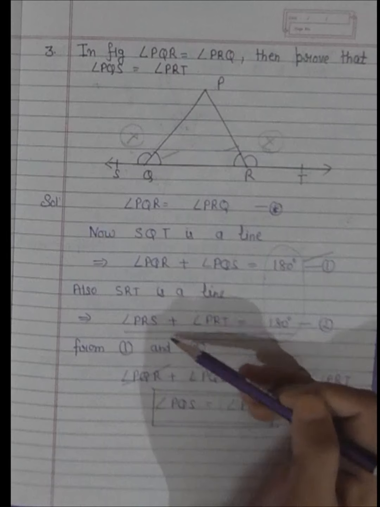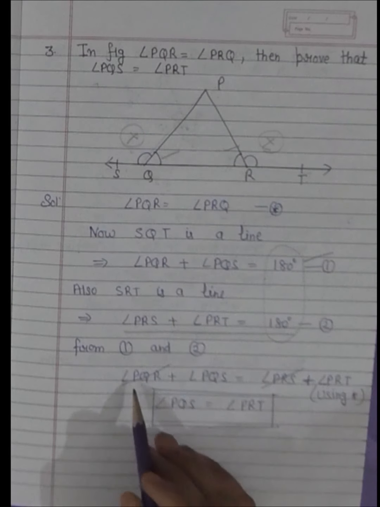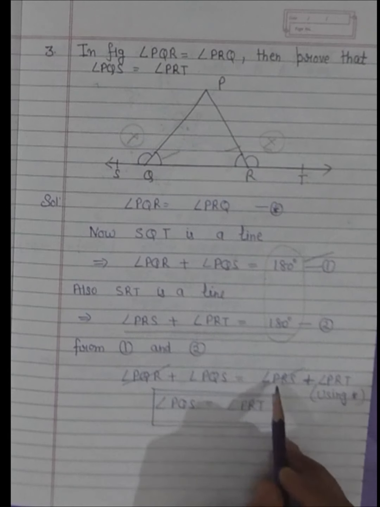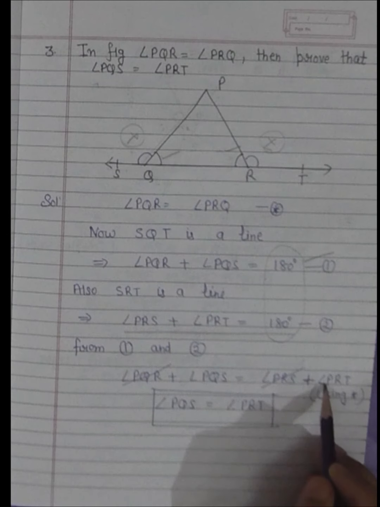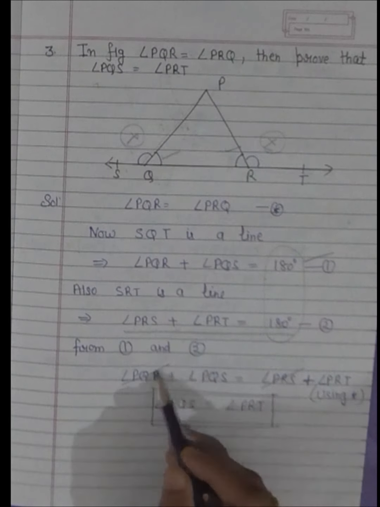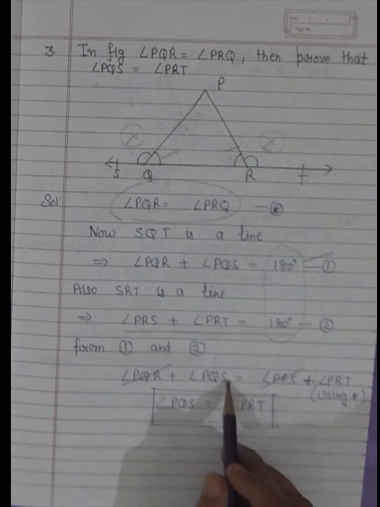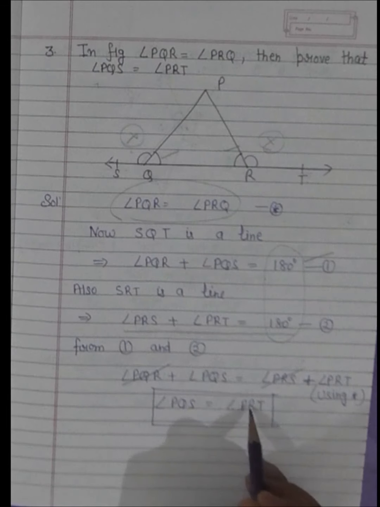From equations 1 and 2, because both right hand sides are 180 degrees, their left hand sides will be equal. So angle PQR plus angle PQS will be equal to angle PRS plus angle PRT. Cancel out the equal angles which are given to us. Now angle PQS will be equal to angle PRT.